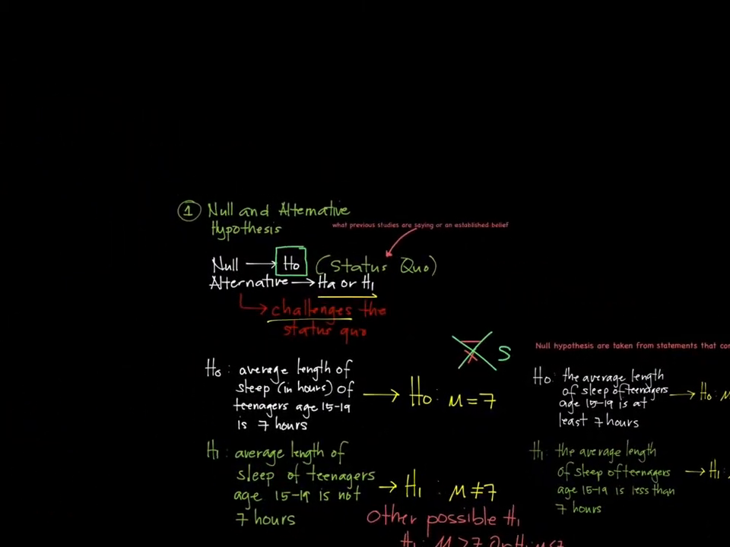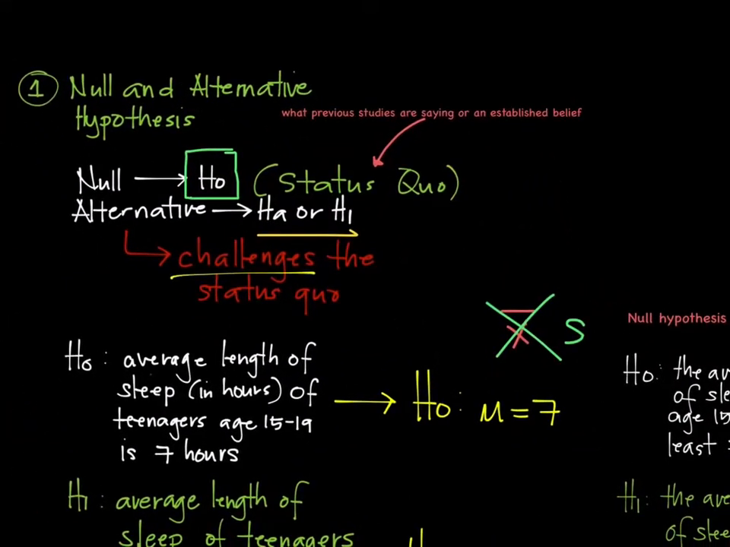To summarize this step, the null is the H0, which is the status quo, or in other examples, it's the statement that contains the equal sign. And then the HA or H1 is our alternative hypothesis, the one that challenges the status quo that is being stated in the null hypothesis.